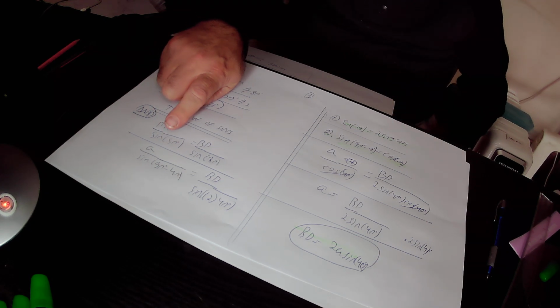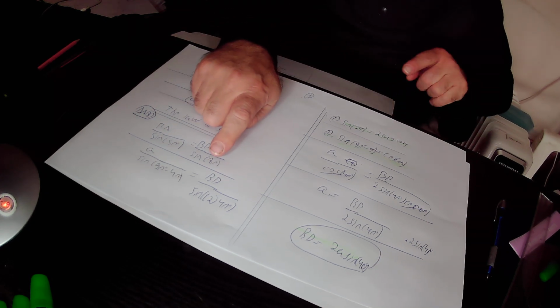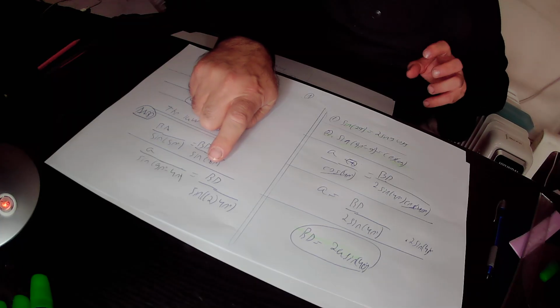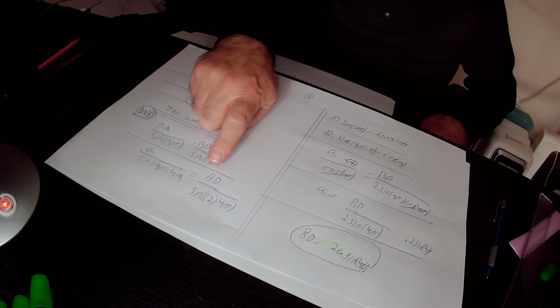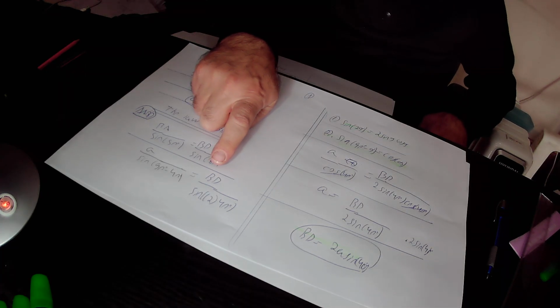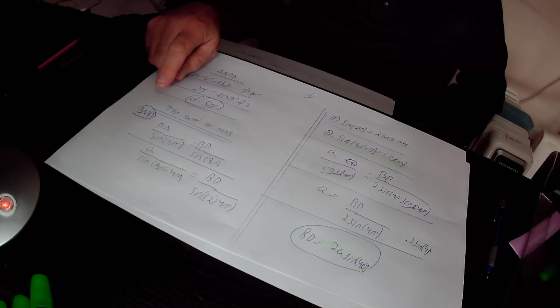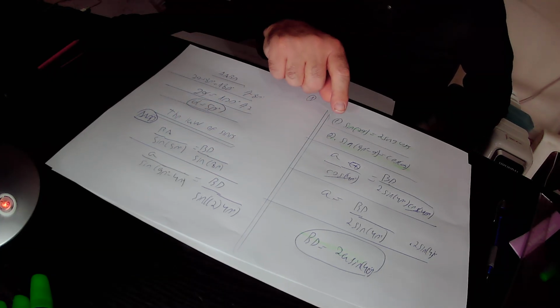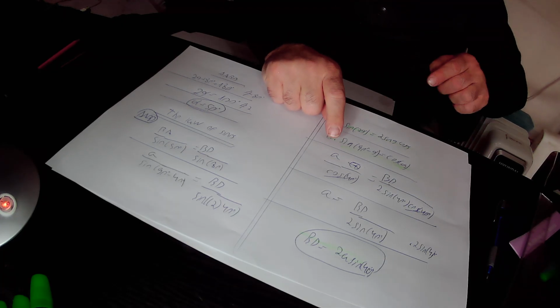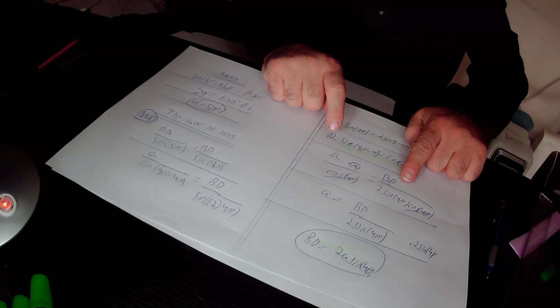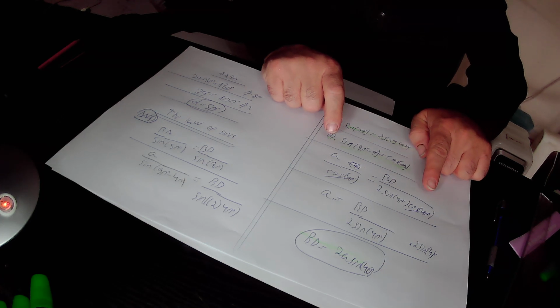According to the first trigonometric identity, sine of 2 times 40 degrees equals 2 times sine 40 degrees times cosine 40 degrees. So this equation becomes A over cosine 40 degrees equals BD over 2 times sine 40 degrees times cosine 40 degrees.